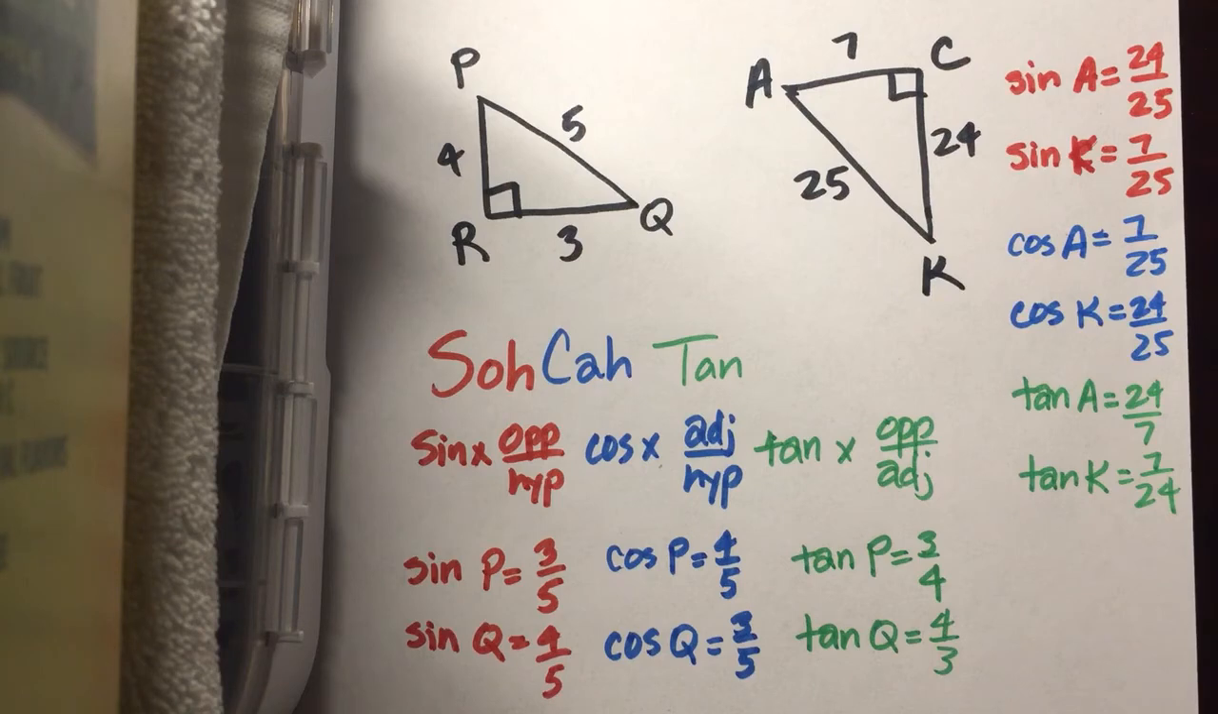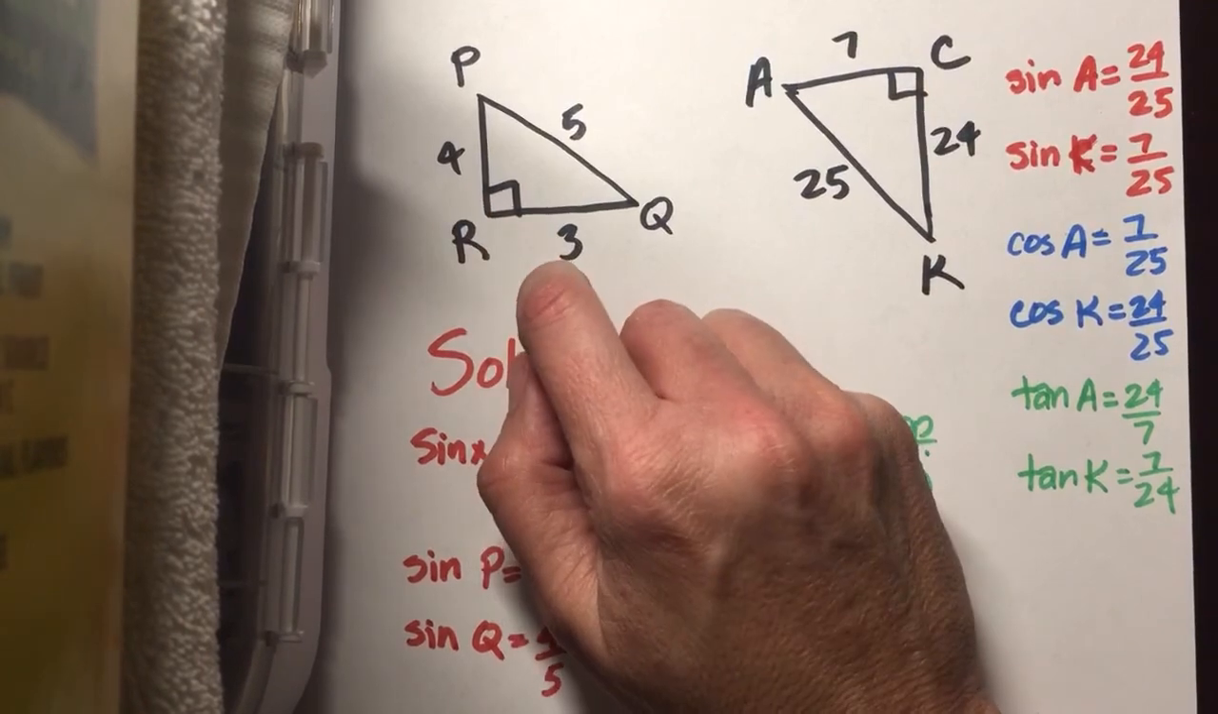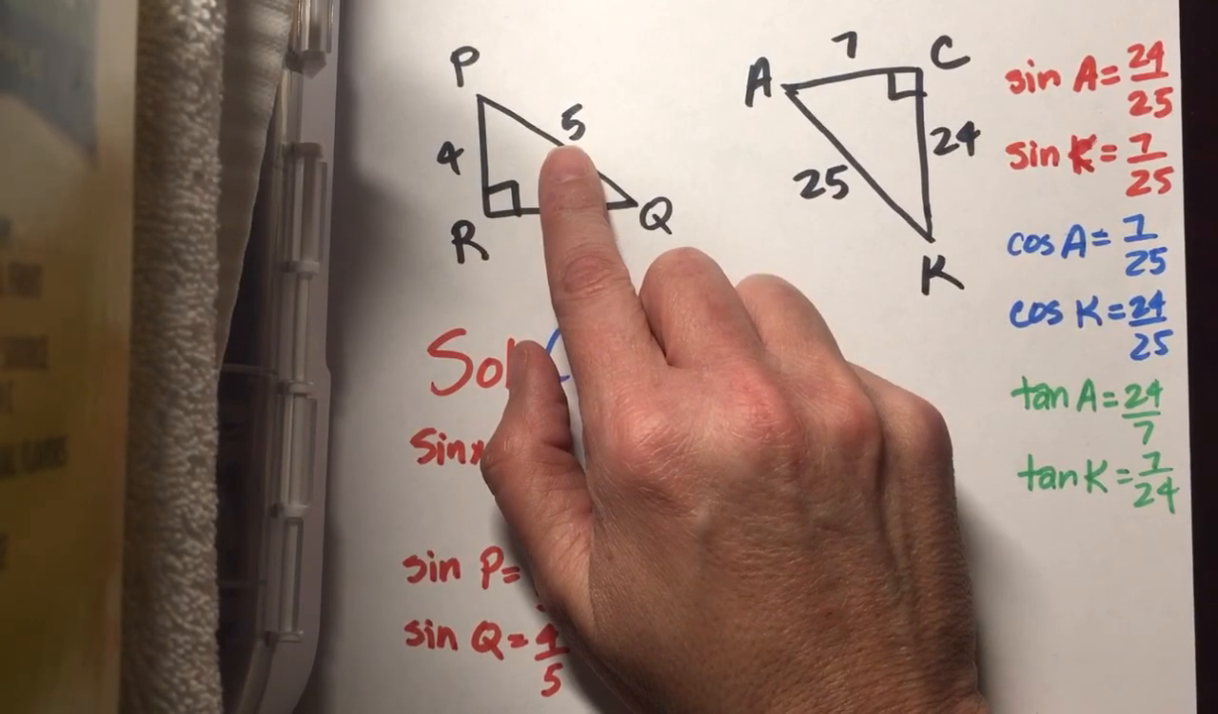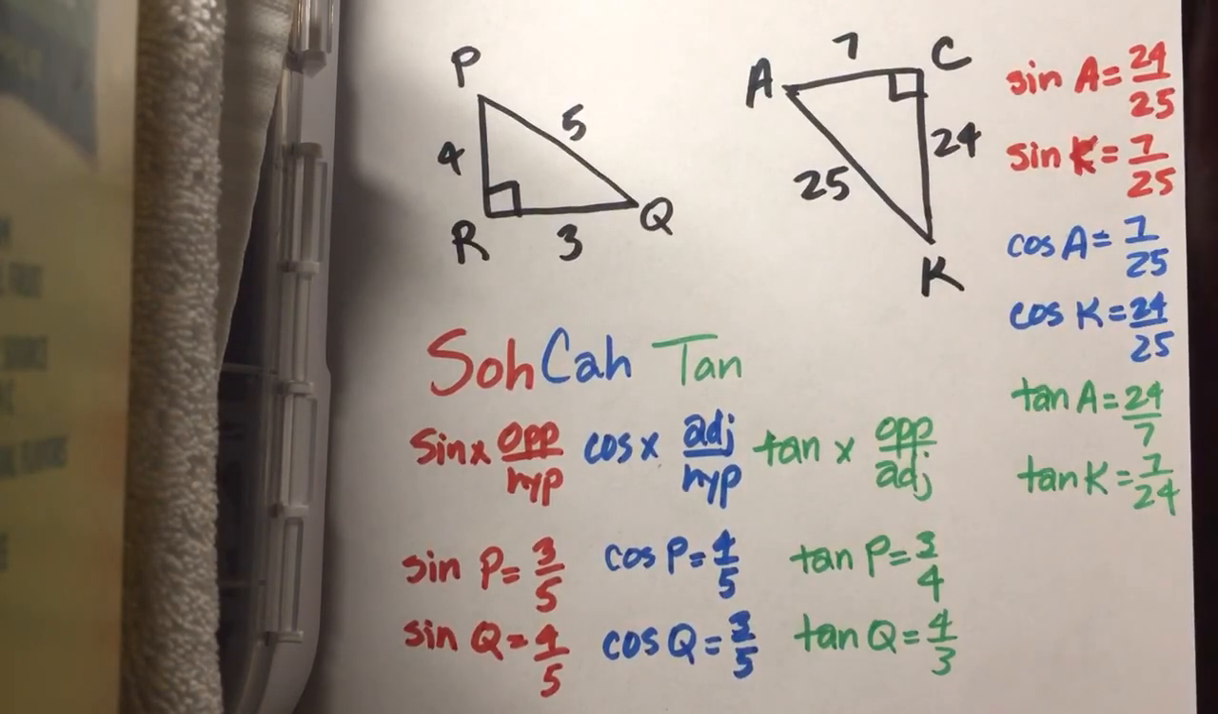But remember, SohCahToa, sine opposite over hypotenuse, cosine adjacent over hypotenuse, tangent opposite over adjacent. The hypotenuse is always the hypotenuse. Your adjacent and your opposite are your two legs. So in this triangle, adjacent and opposite will always be either 4 or 3. The 5 is always the hypotenuse, nothing else. The 25 is only the hypotenuse, nothing else. Okay? So that is trig.